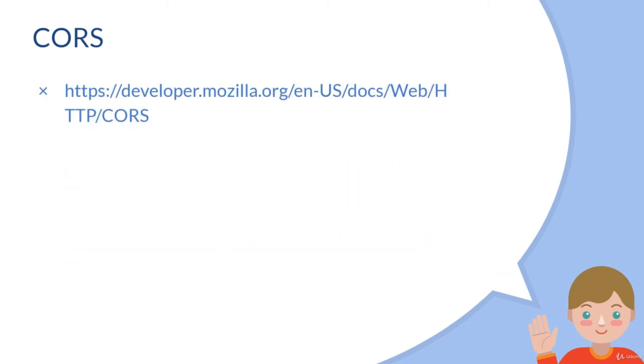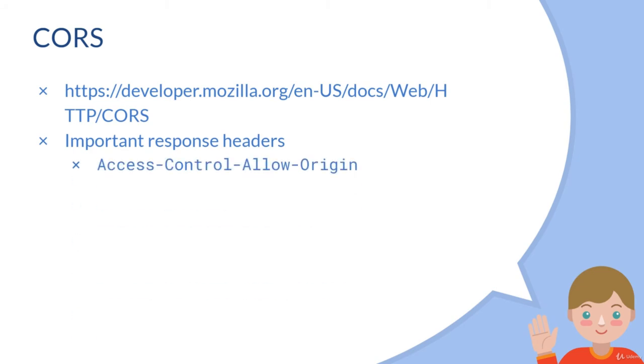There is a full page of CORS explanation on the Mozilla website. In this lecture, we will see several important response headers on CORS pre-flight or actual request. Access-Control-Allow-Origin tells the browser what single origin should be allowed access, or the wildcard asterisk that allows access from any origin. We can use the wildcard if the API is meant for public access.